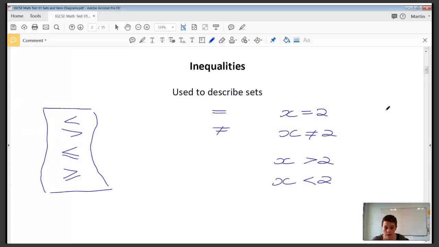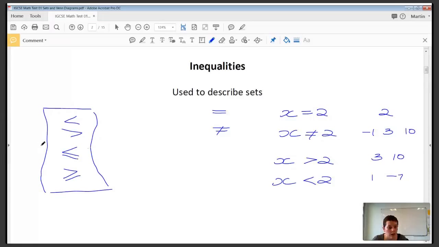So here we can only have 2. Here we could have -1, we could have 3, we could have 10, doesn't matter. Here we could only have bigger than 2. And here we can only have smaller than 2.